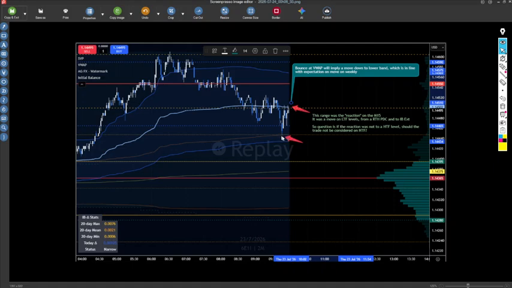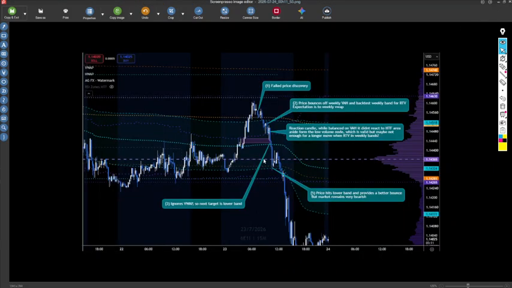It came off the RTH VWAP, traded up to the initial balance high and VWAP, where again we had support, and the market carried on going down. And from the VWAP it's going to come down to here, and then potentially on down to here. And that's exactly what happened. So our price went from here, it went to here, it then came down there. Then it could care less about the weekly VWAP, and it carried on to the weekly lower band.